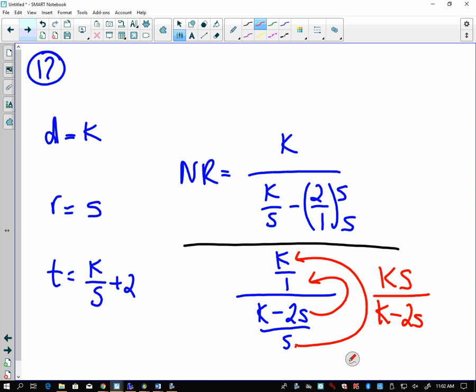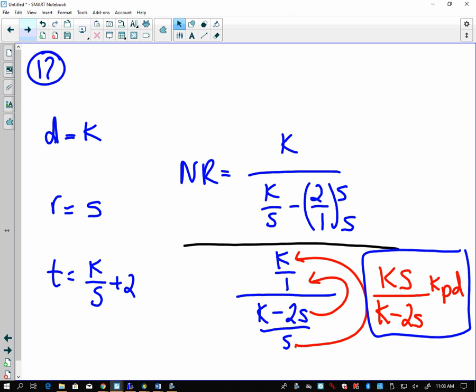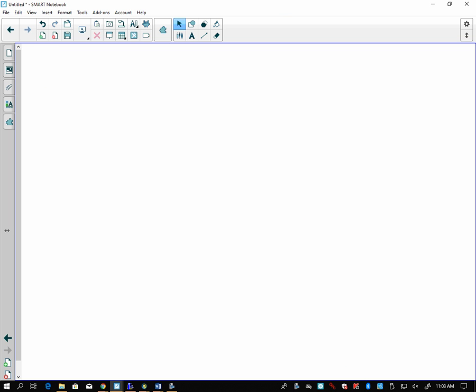And because this is speed, and my speed is being shown in kilometers per day, instead of miles per hour, it's KPD, if I wanted to show it that way. Does that make sense? All right, let's check this against the answer key. This is 17. Ks over k minus 2s. Like I said, I would do KPD, kilometers per day, or km per day. Okay, that's my answer. Do we understand that okay? Okay? All right.